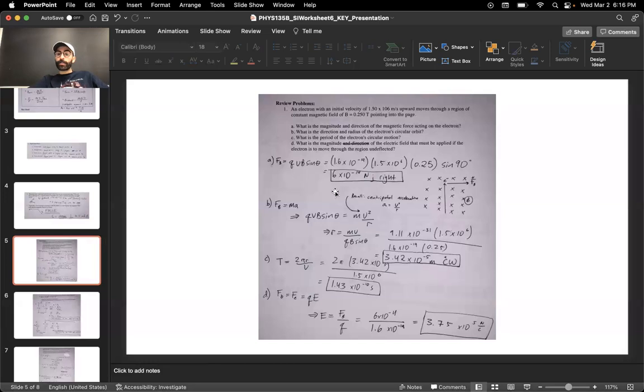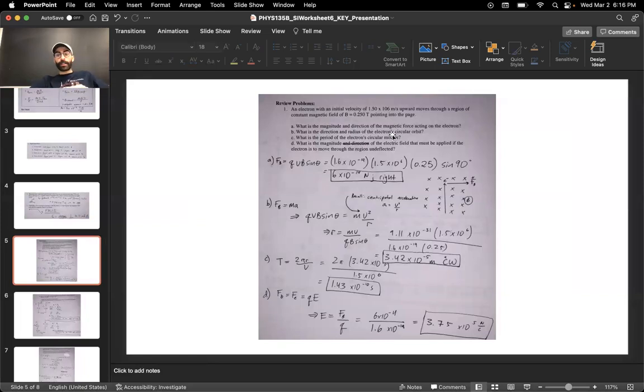We now have a radius, so we can easily plug in. And we just solve that out, and the units obviously are seconds. The next thing we want to look for is, sorry, ignore the direction part, what is the magnitude of the electric field that must be applied if the electron is to move through the region undeflected.